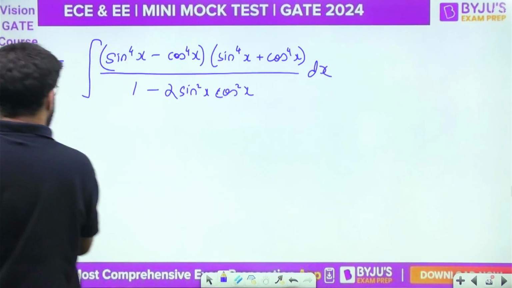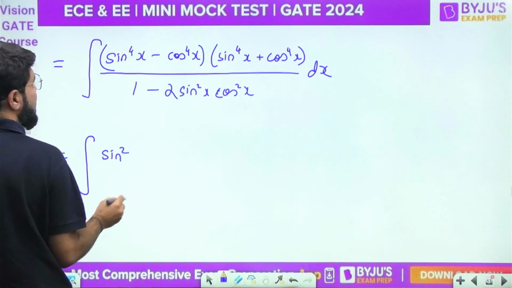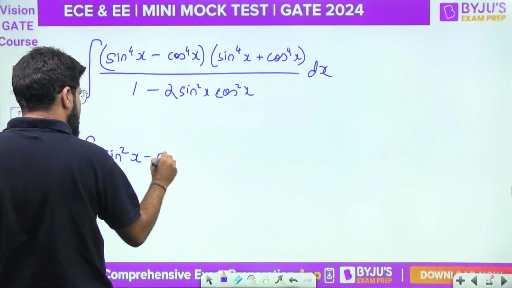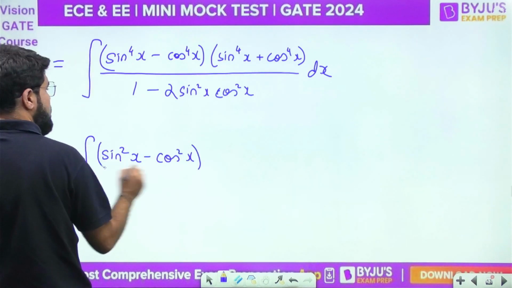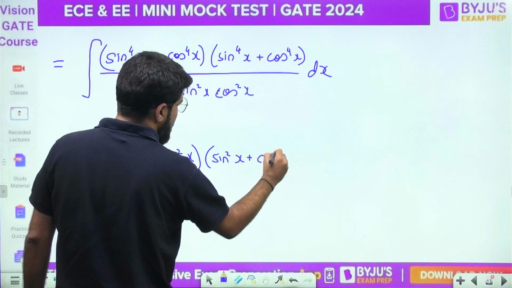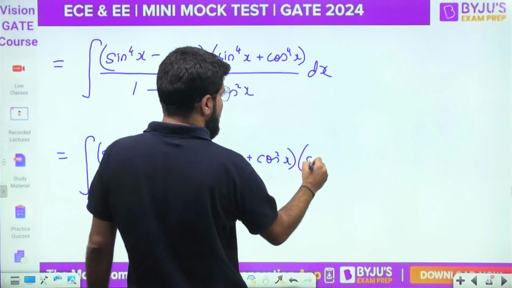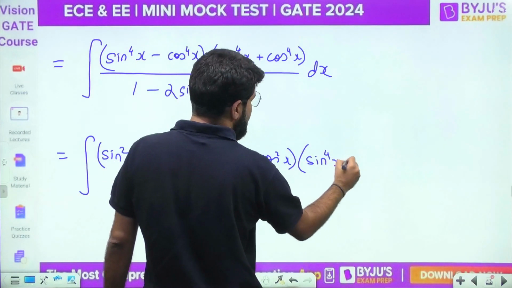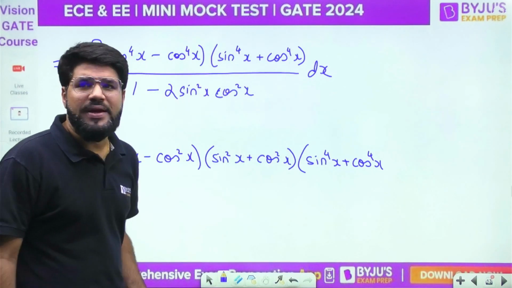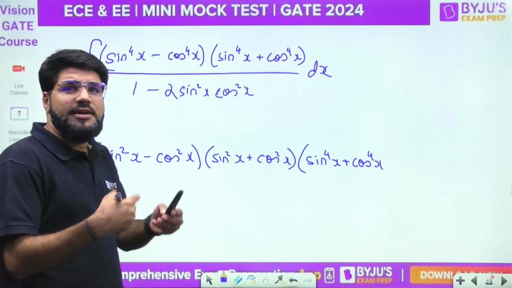Now this is equal to a square minus b square, which is again going to be a minus b. That is sine square minus cos square into sine square plus cos square, multiplied by, now let us try to manipulate this a little bit, sine power 4x plus cos power 4x. Look, here sine square plus cos square, now you're getting the hint. You can put it as 1. Sine square minus cos square, you can relate with cos 2 theta.